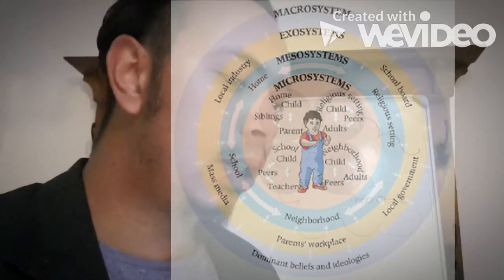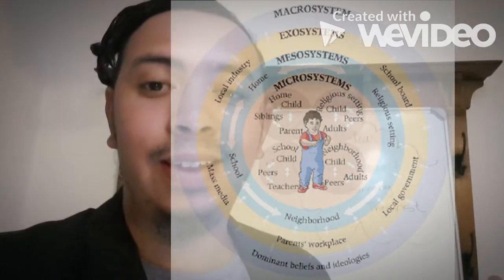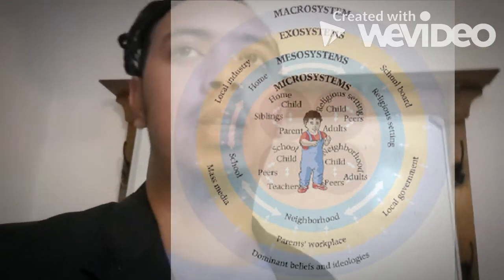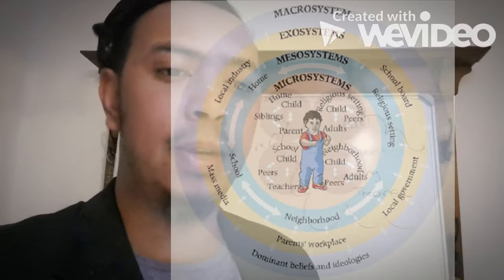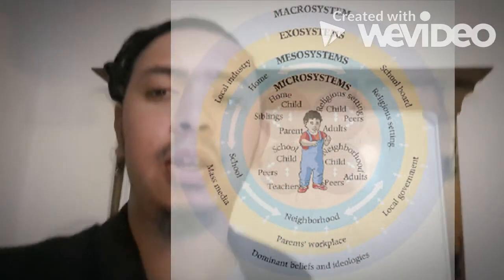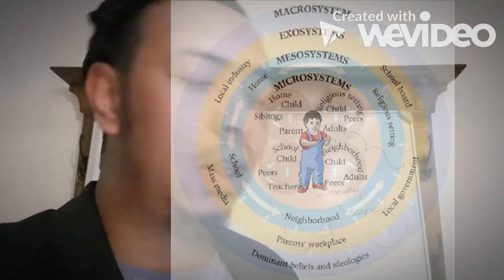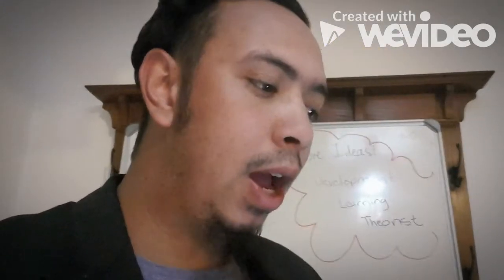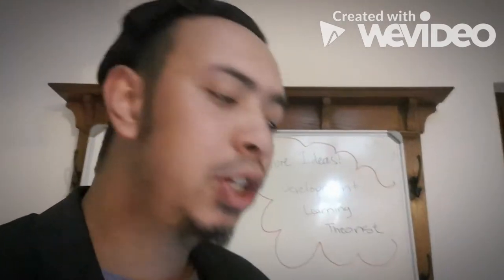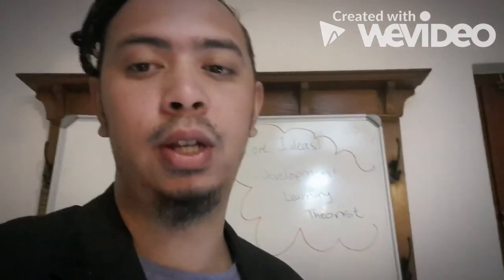So the microsystems is the people that are in direct contact with most of their time. So this would usually be their family and friends. And since school is such a big part of our life, yes, we can include the teachers as well as the school staff. These are the people that have direct impact on how they learn. And this is what theorists took into consideration.